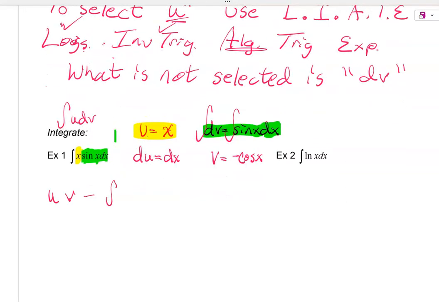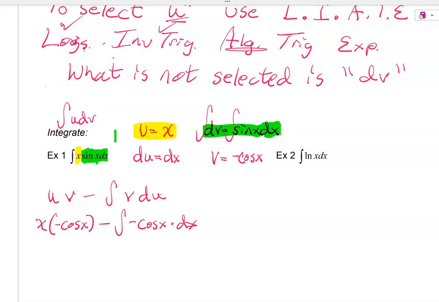This integral can now be rewritten in a brand new form, uv minus the integral of v du. So I'm going to have x times negative cosine of x. We'll clean that up in a minute. Then we'll have our v, here's negative cosine of x. And du is just dx.